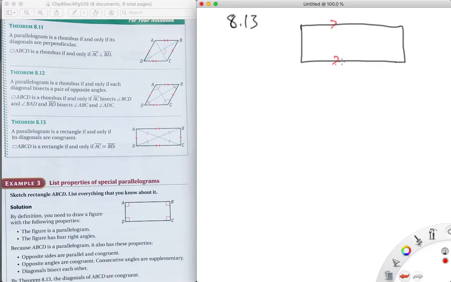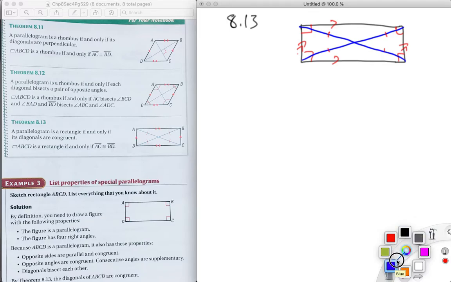All four angles are 90 degrees. We know that in a parallelogram, diagonals bisect each other. In a rectangle, though, not only do they bisect each other, but both of the diagonals are congruent. So I have essentially 4 segments within the diagonals that are congruent to each other.